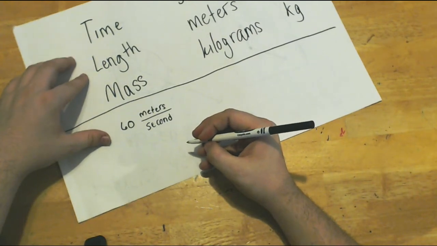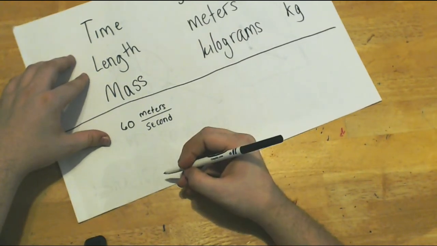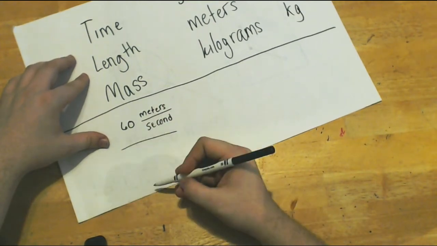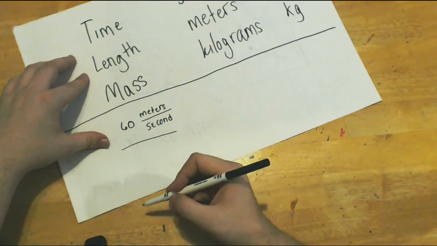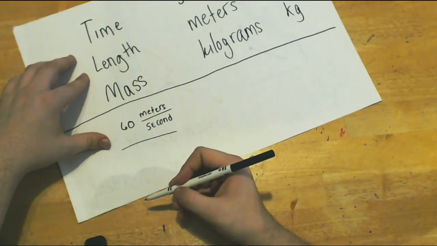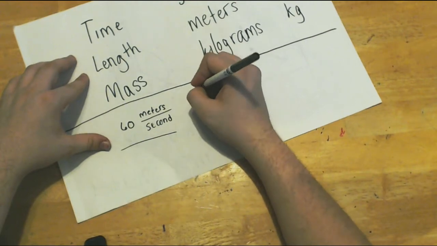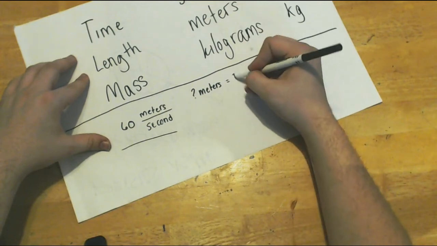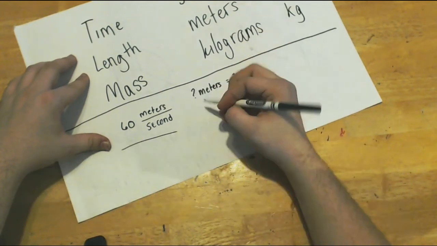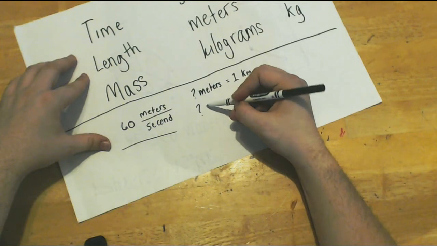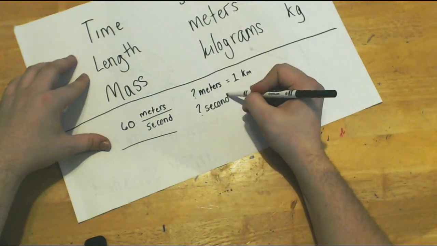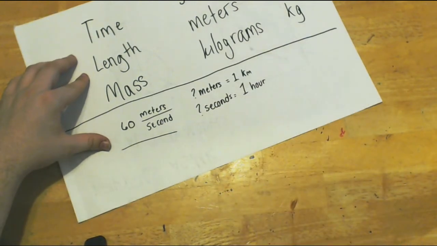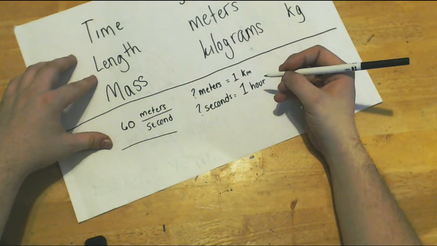If we wanted to figure out how many kilometers per hour this velocity is, how would we go about finding that? Well, it requires a couple of things. One, how many meters in 1 kilometer? Two, how many seconds in 1 hour? And there are simple answers to these questions, obviously.